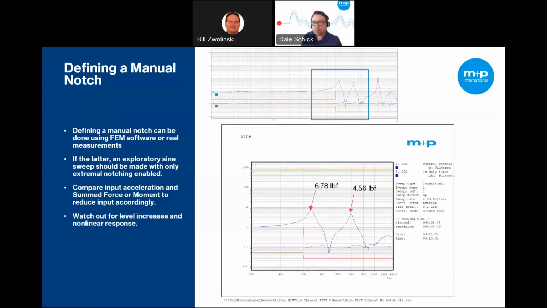In our example specimen, we've made a low-level sine sweep to determine the forces that would occur at higher-level tests. A properly designed manual notch should somewhat follow the slope of the response Q factor. So in our plot on the upper right here, we can see this rigid body mode, which is what Bill had called the usable range for an in situ calibration. And then we start to see the load or the forces deviate from the input, which in this case is 0.1 G.